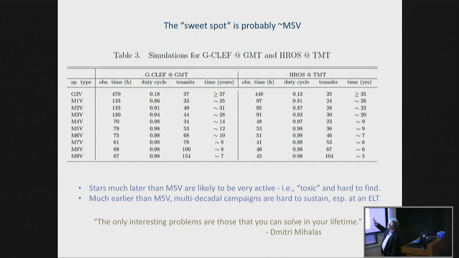And they've also factored in things like the fact that the transit might happen during the day, so you miss some. And so they think in about 37 years you would integrate up enough to see Earth 2.0 orbiting the sun. Stars that are later than M5 probably are kind of active. I suppose from a biologist's perspective, they're sort of toxic environments to imagine life arising in.